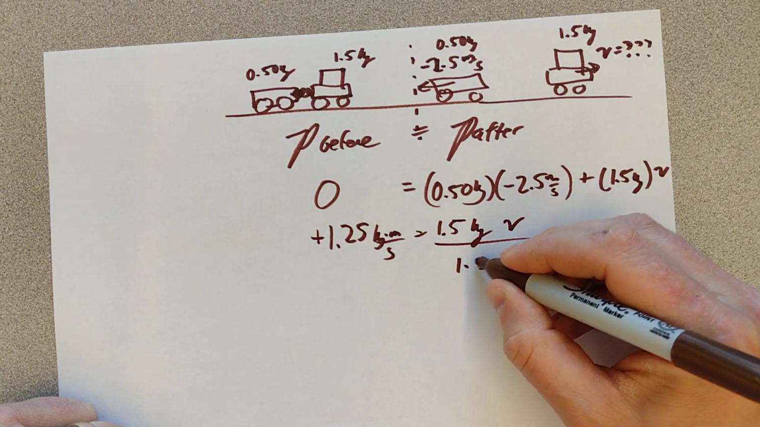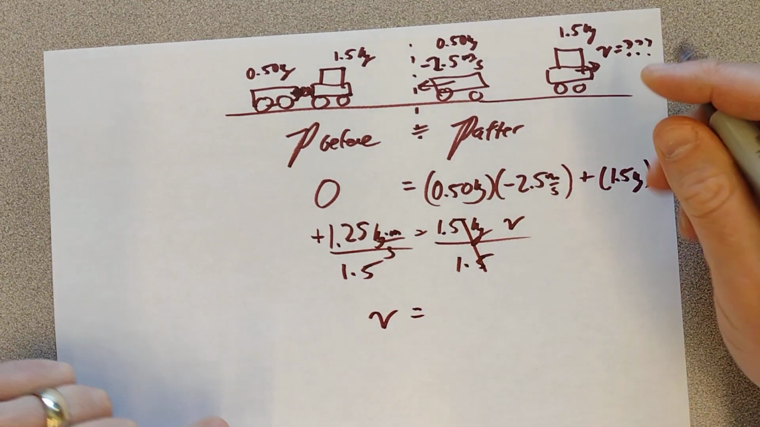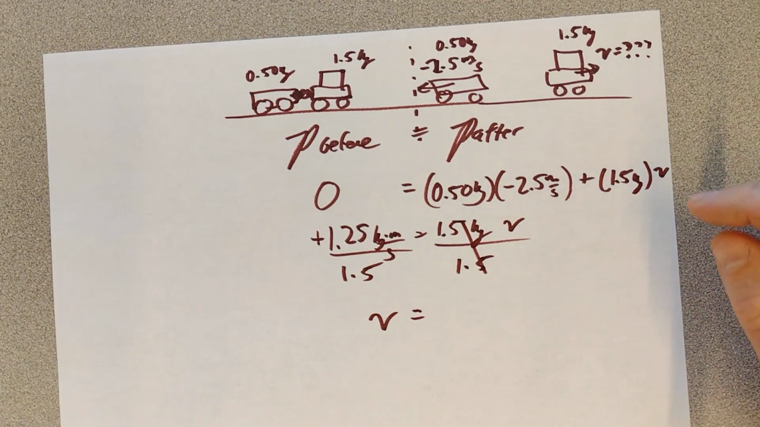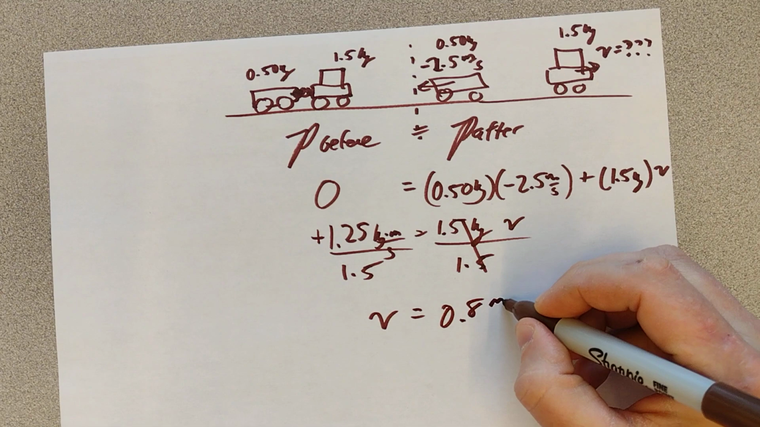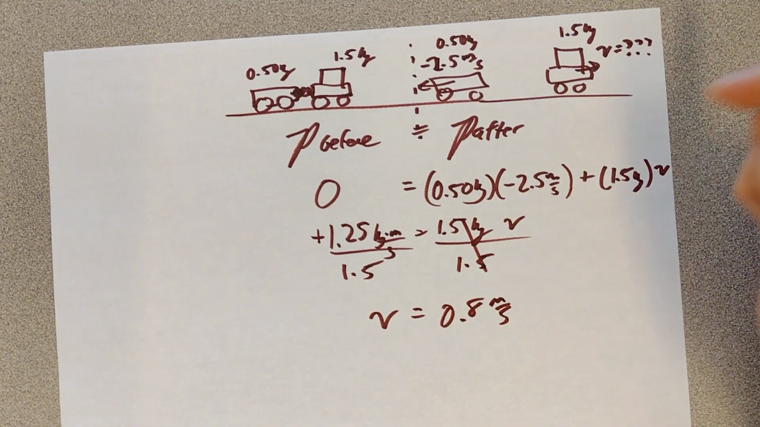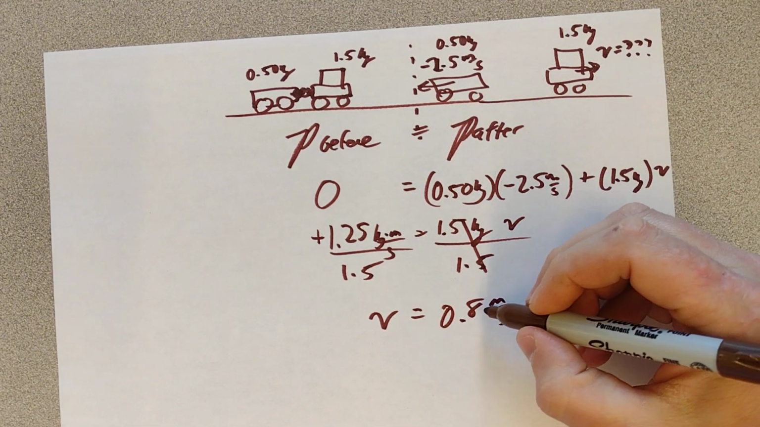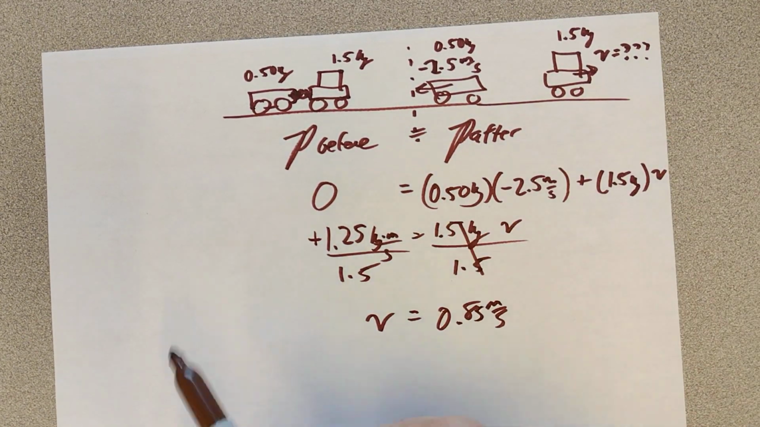Divide both sides by 1.5. V equals, I don't know what that is, 1.25 divided by 1.5. I don't have a calculator handy on me. It's probably like 0.8 meters per second or so. I'll double check that in a minute. Or even a little bigger than that, maybe 0.85. We'll see. I'll double check it in a second for you. But the general procedure is what's important here.